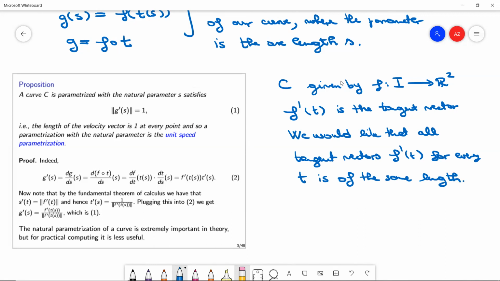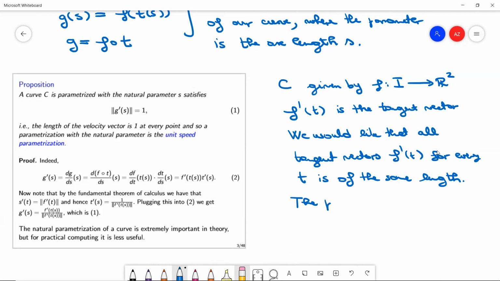So that would mean that we are traveling along the curve with constant speed. And of course, if we just start with any parameterization, it doesn't mean that all the tangent vectors will be of the same length, meaning that the speed of the travel is the same. So we have to work a little bit to find a parameterization which would fulfill this condition. And we in fact already know such a parameterization. This is the natural parameterization.